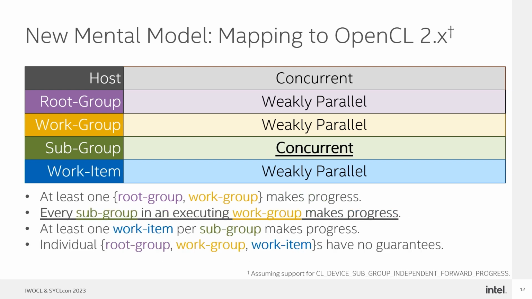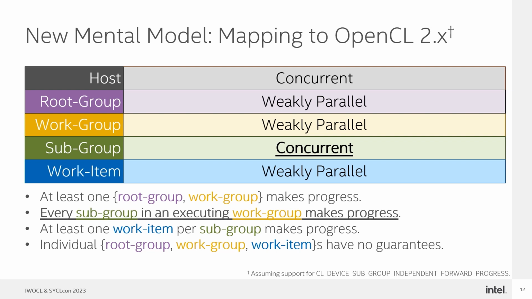Well, what about OpenCL2? One of the big changes in OpenCL2 is that implementations can choose to support a feature called subgroup independent forward progress. When a device supports this capability, subgroups are said to make progress independently of the other subgroups in the same workgroup. And that guarantee holds even in the absence of workgroup barriers.